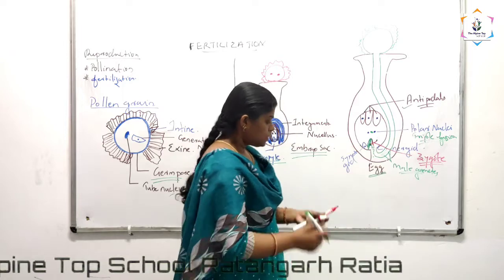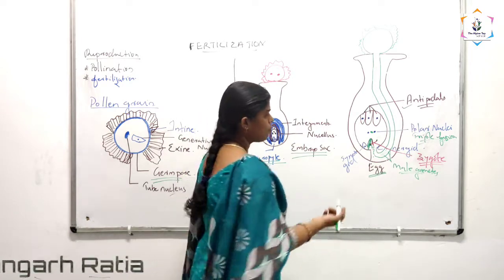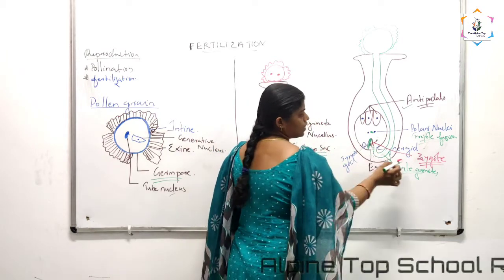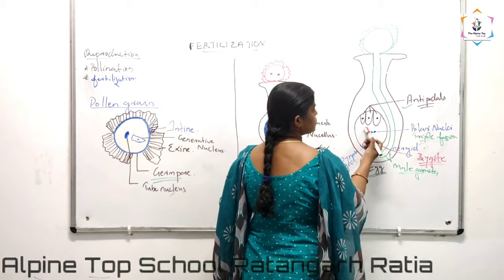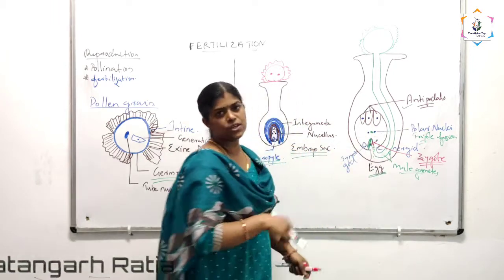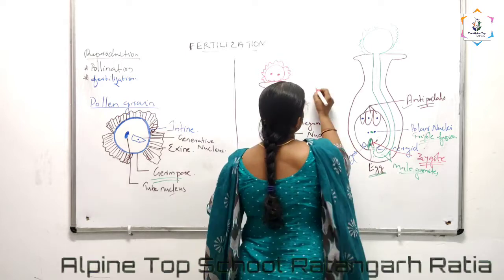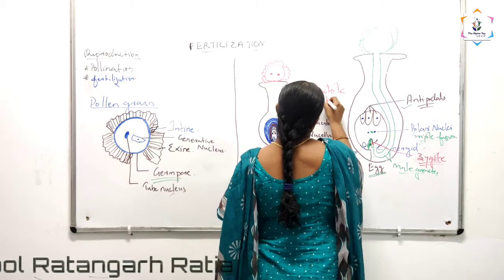So two times the fusion of the male gamete has happened. The first time the male gamete fuses with the egg cell and makes the zygote, and the other male nucleus fuses with the polar nuclei. So two times fertilization has happened, so we can call this entire process double fertilization.